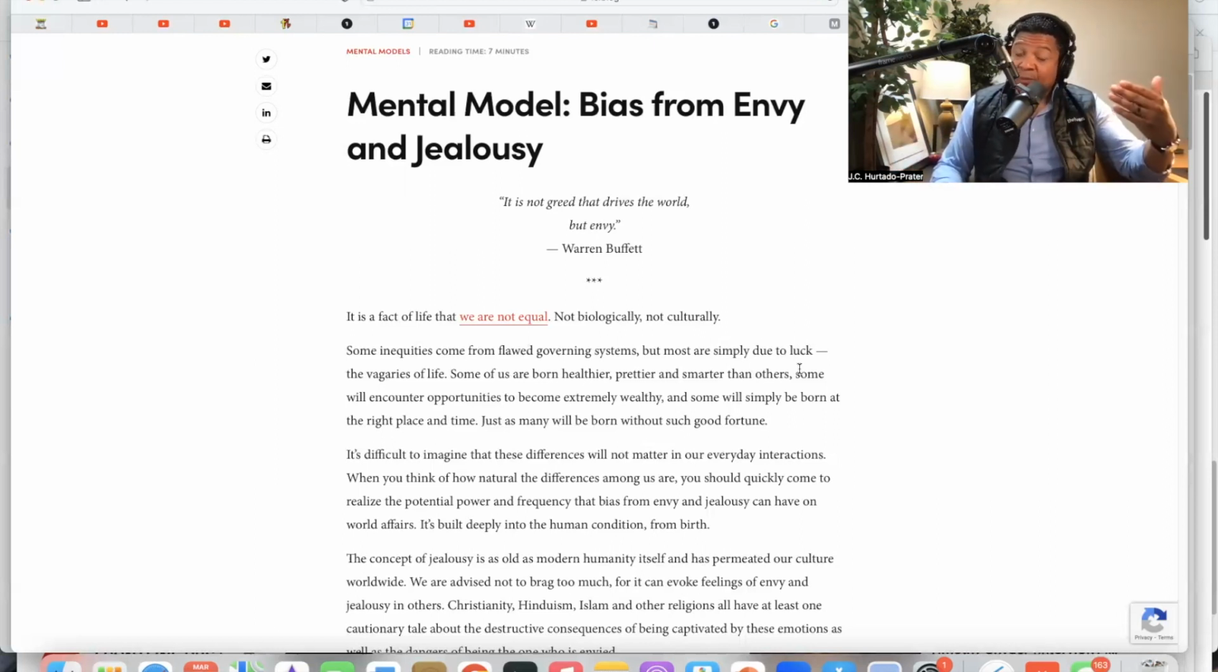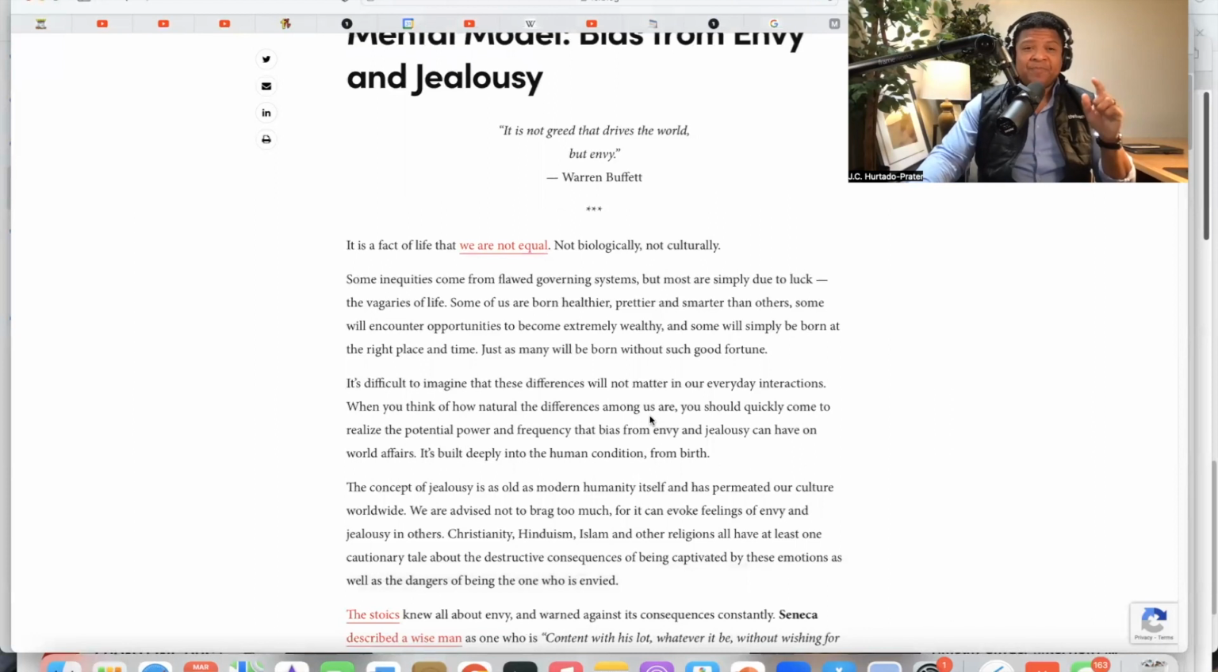And that's why it's an important mental model for us to have, because it's important when we're feeling this. I want to give us some tools that we can work with today. But let me do a little bit of reading here. Some inequities come from flawed governing systems, but most are simply due to luck, the vagaries of life. Some of us are born healthier, prettier, smarter than others. Some will encounter opportunities to become extremely wealthy, and some will simply be born at the right place and right time, just as many will be born without such good fortune.